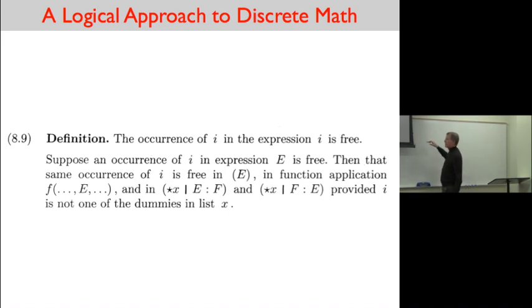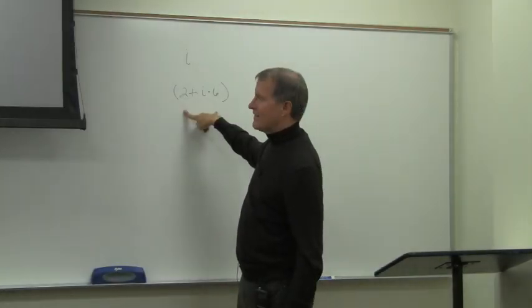Now what's the next part? Suppose an occurrence of I in the expression E is free. So now let's do an expression. Let's do 2 plus I times 6. Now this is an expression, right? Is I free? So I is free. So suppose an occurrence of I in expression E is free. Then if it's free in this expression, it's free in this parentheses, right? What do you mean by free?